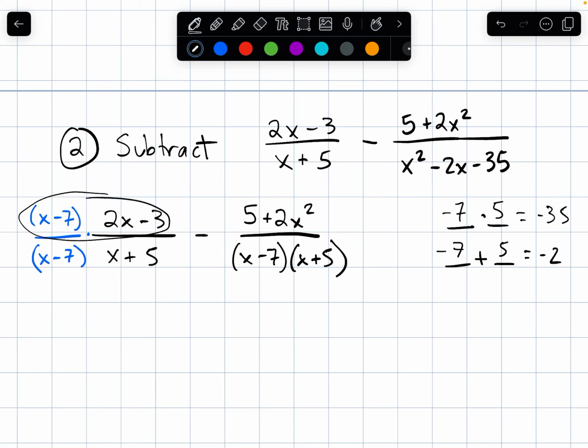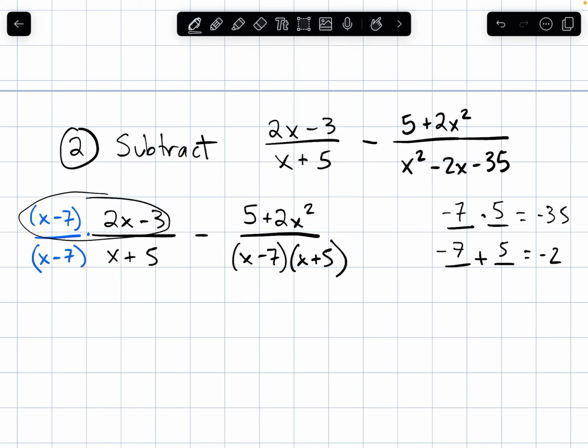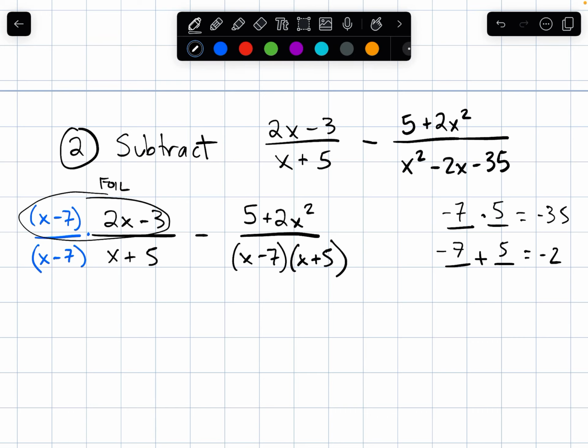And I will see that I have to do some foiling up here in the numerator. So if we FOIL, let's see what we get. We're going to get 2x squared. Negative 7 times 2 is negative 14x. And then if we also subtract 3x, that's negative 17x. And then negative 7 times negative 3 is 21. Don't forget your x squared there, whoops.